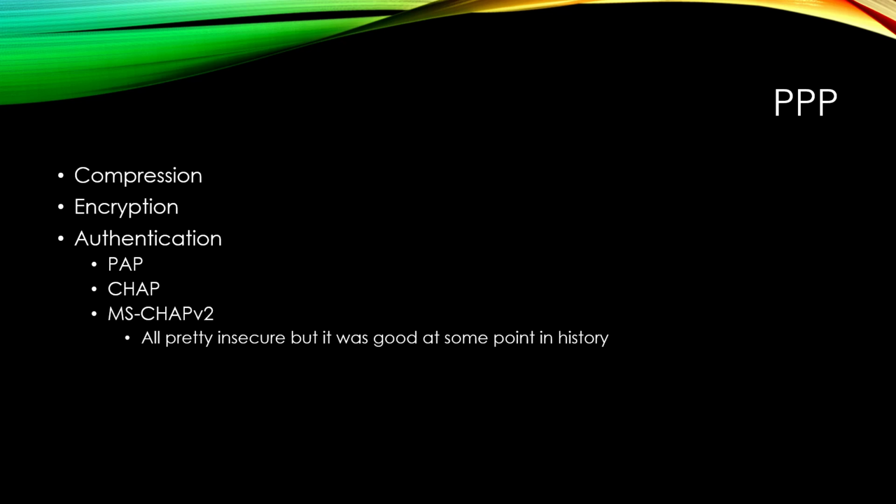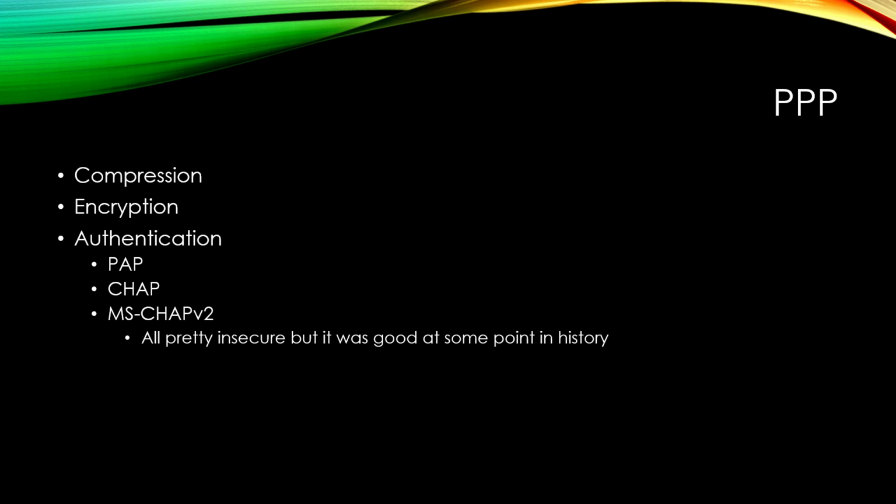PPP also offers you a variety of very handsome features that would certainly be helpful on slow links, such as compression. It also provides you with encryption. However, the Microsoft point-to-point encryption, MPPE, as it's known, is very insecure and is not exactly something you should trust. You would want to use a real security mechanism like IPsec, which we'll talk about as well.